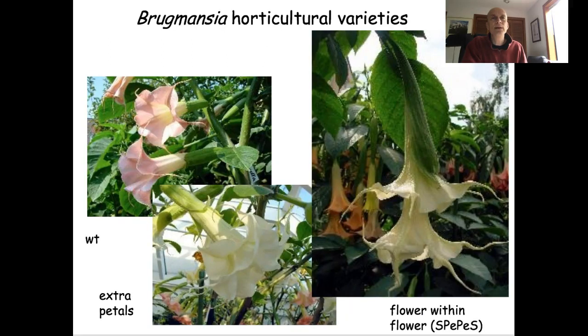So I have a picture here of some flowers that you can see. So this is a Brugmansia. Brugmansia are these trumpet flowers, I think they're also called. So here you have a wild-type flower, and then here you see some extra petals, and here you see a mutant that has a flower within a flower. So this is sepals, petals, sepals here, maybe sepals inside, and here you see some sepals. So they're a little bit changed in appearance as well.